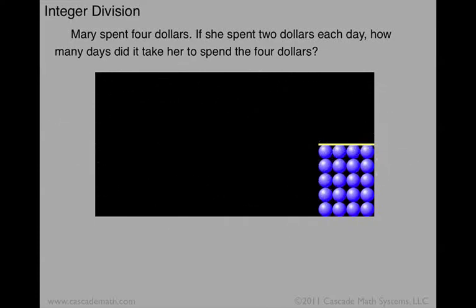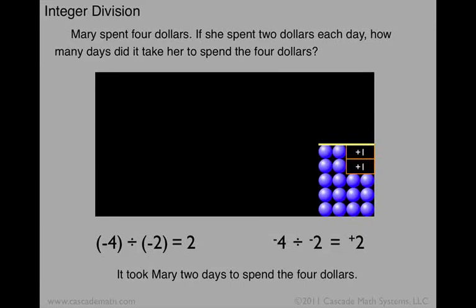This is how I solved the problem. I let 4 negatives represent the $4 Mary spent. -1, -2, -3, -4. Now we'll see how many groups of -2 there are in -4. We'll do this by dividing the balls equally. 1 group of -2, 2 groups of -2. -4 divided by -2 equals +2. It took Mary 2 days to spend the $4.